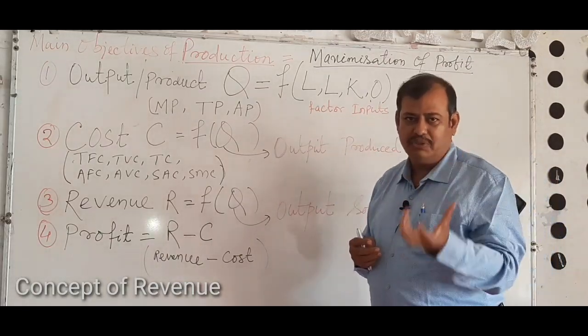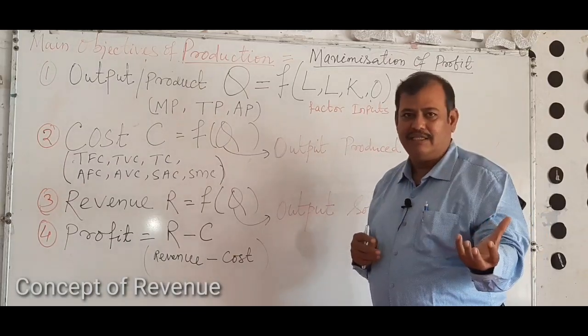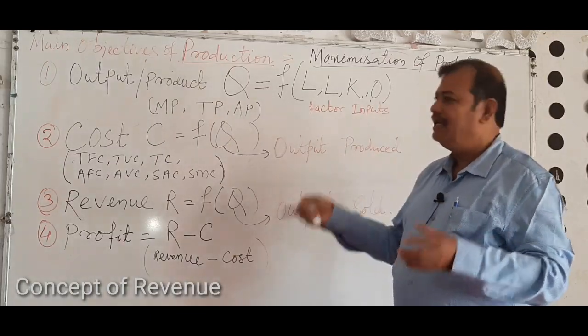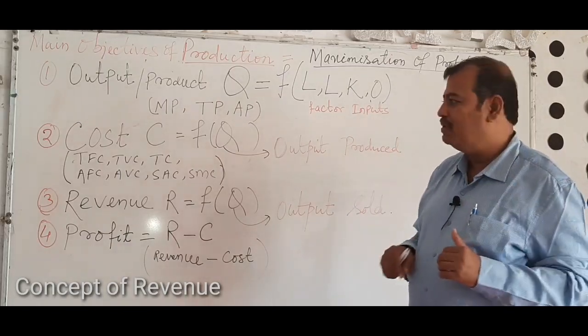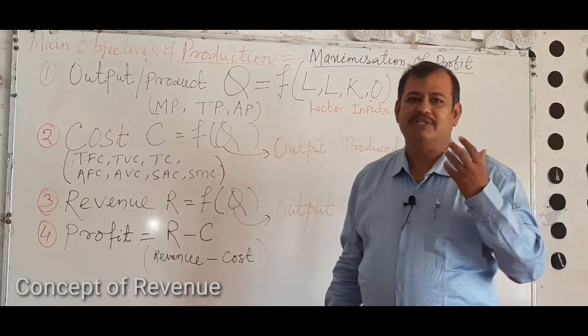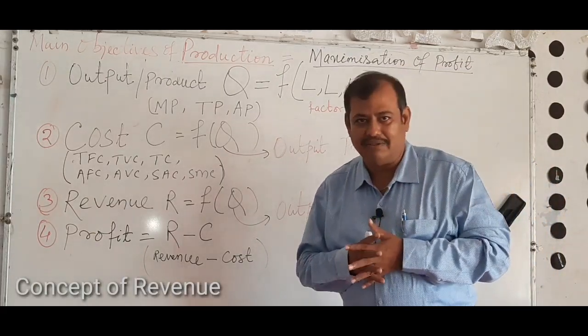That means cost is a function of output produced. When a producer produces a given amount of output, whatever expenses he makes for the production of that output is called cost. And what are the different types of cost? You know, they are total fixed cost, total variable cost, total cost, average fixed cost, average variable cost, short-term average cost and short-term marginal cost.